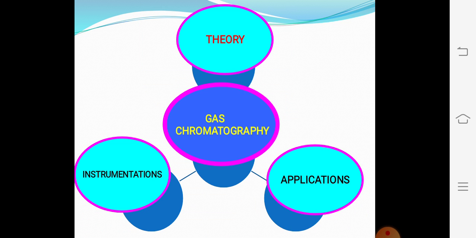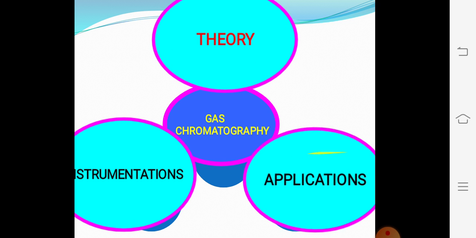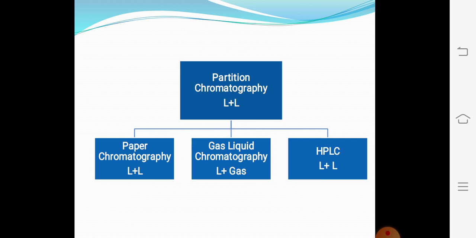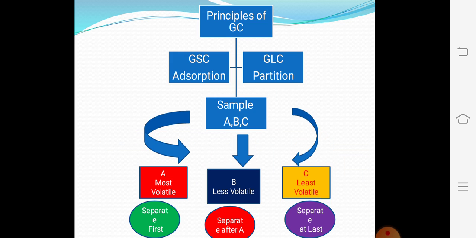Then the theory of gas chromatography is studied, then the instrumentation part, and the next part is the application part. Then again, it is classified into partition chromatography, paper chromatography, gas-liquid chromatography, and HPLC. HPLC means high performance liquid chromatography. In short, the principles of gas chromatography are divided into two parts: GSC, adsorption, and the second part, GLC, partition.